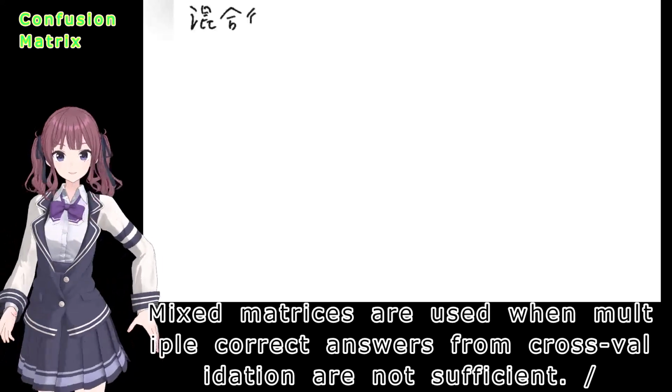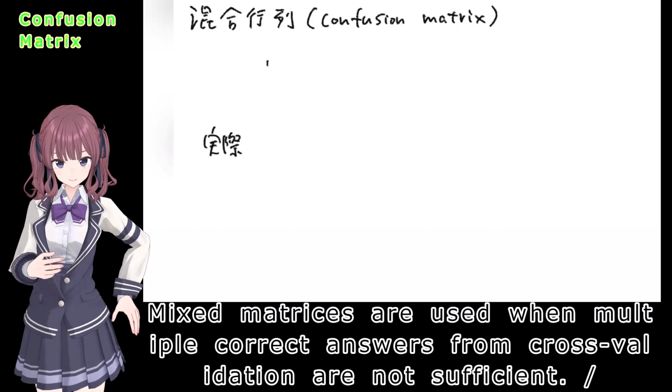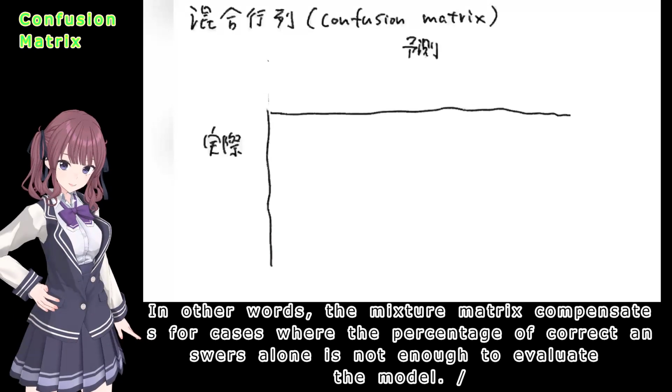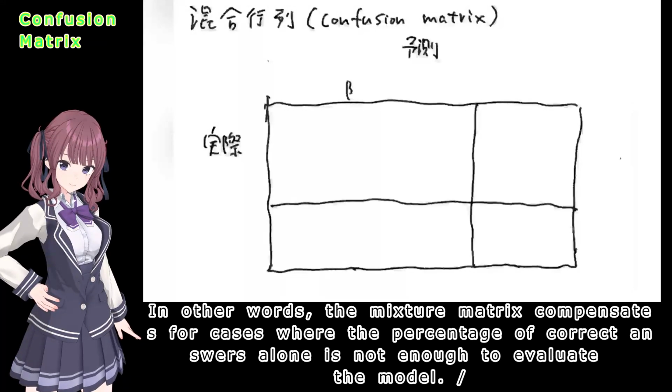Mixed matrices are used when multiple correct answers from cross-validation are not sufficient. In other words, the mixture matrix compensates for cases where the percentage of correct answers alone is not enough to evaluate the model.